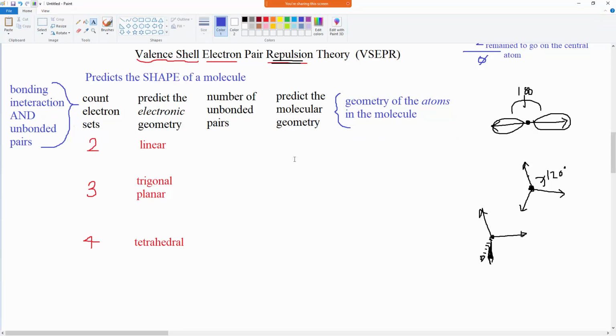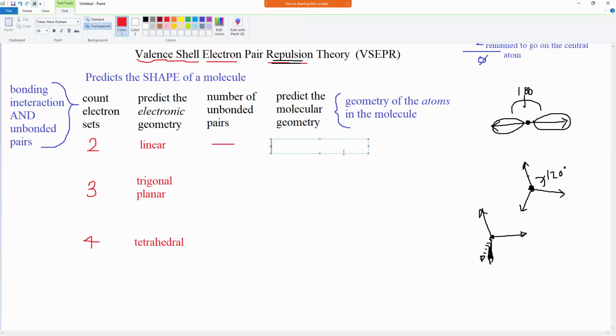Let's look at a couple examples, and it might make a little bit more sense. But it depends on the number of unbonded pairs, because a bonding interaction is going to connect the central atom to an exterior atom. But an unbonded pair is not connected to any atoms. So only if I have unbonded pairs does the molecular geometry end up being different from the electronic geometry. If I am linear, it doesn't matter how many unbonded pairs I have, because the molecular geometry will still be linear.